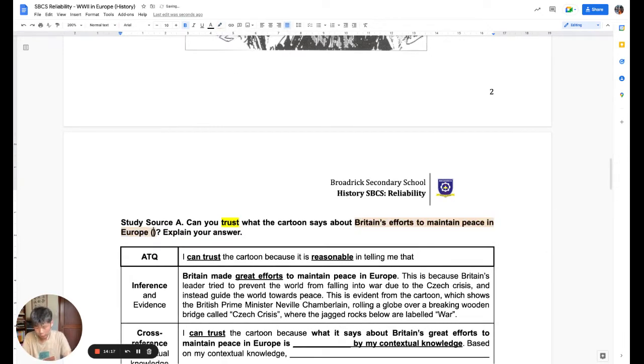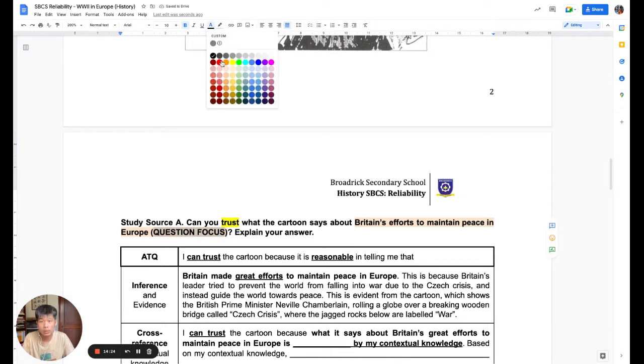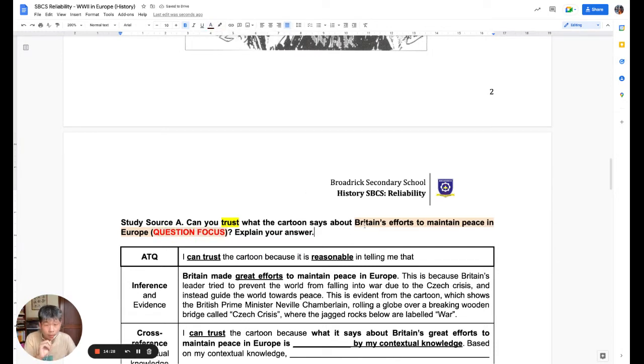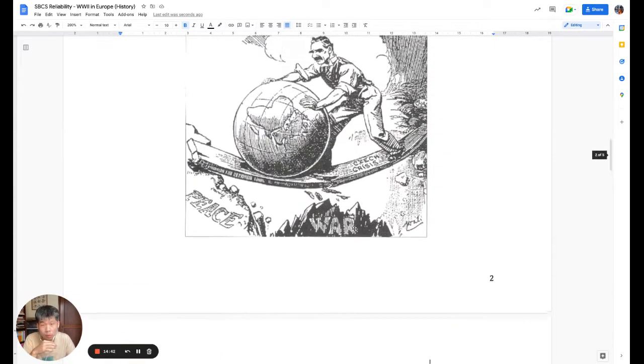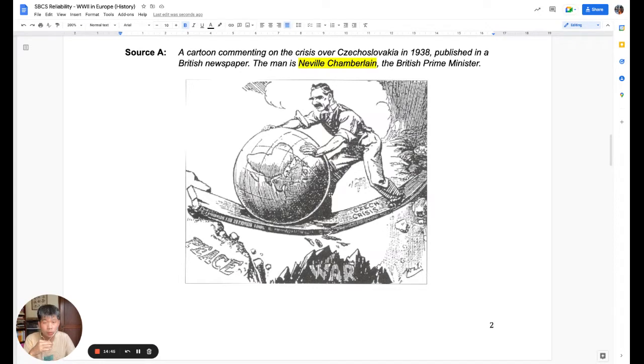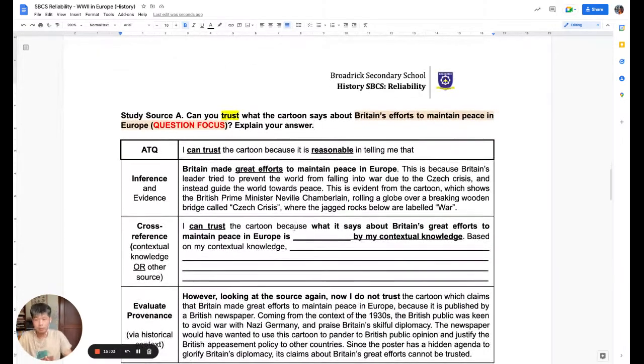Since this is a question with a question focus, we need to establish the inference, which means that there would be two possible inferences, right? You could say that Britain has made good, effective, great, positive efforts to maintain peace. You could also say the opposite. Britain has made no effort, poor effort, ineffective effort to maintain peace. And if we were to look at the cartoon, this cartoon's tone and attitude towards Britain is really quite positive. It is praising, in a way, Britain for being the adult here that is steering the world to peace. So you can imagine the inference on the cartoon is that Britain is making great efforts to maintain peace. So when we write our answer, we can start to answer the question.